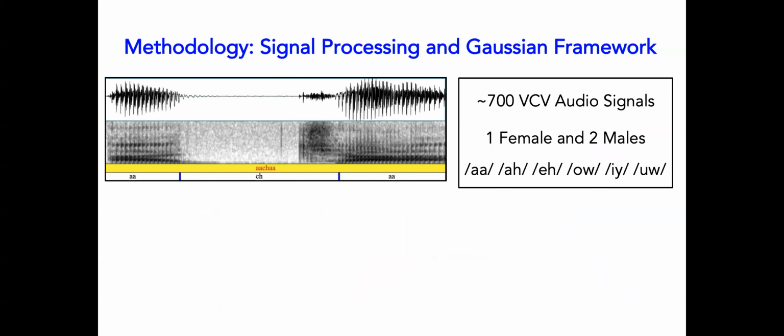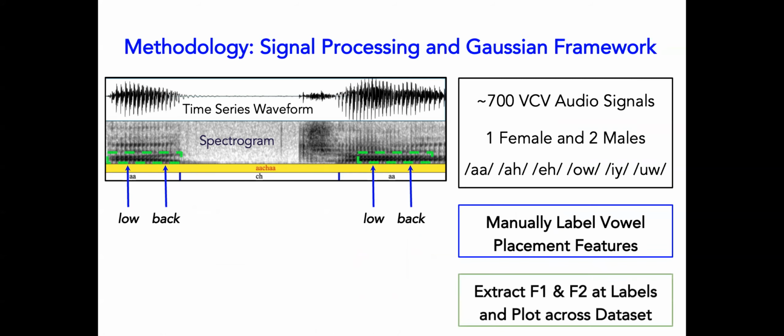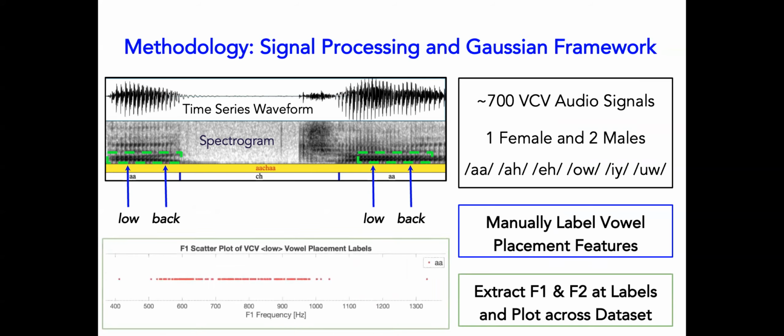A Gaussian mixture model-based classification framework is currently being implemented to analyze 700 vowel-consonant-vowel utterances from a female and 2 male speakers. First, I transformed each time series waveform into a frequency spectrogram in order to manually identify and label the vowel place features. Then I extracted the F1 and F2 frequency values at these labeled points and generated scatter plots for all common vowel place labels.